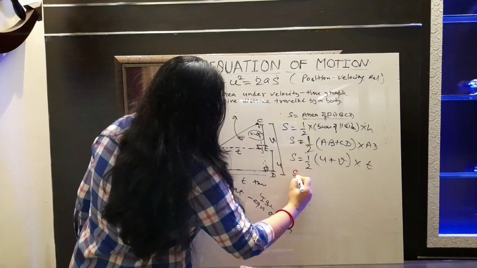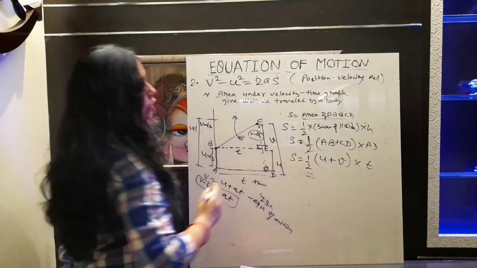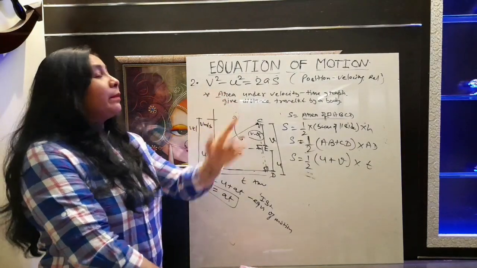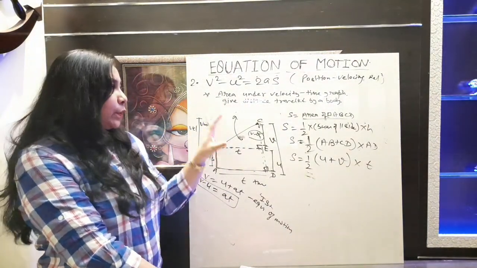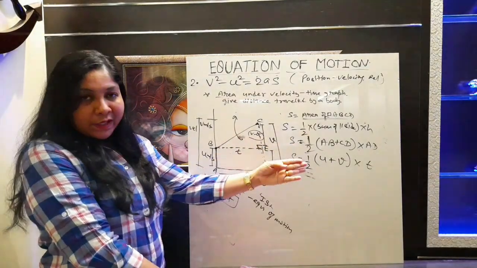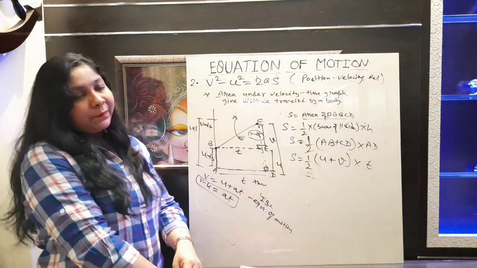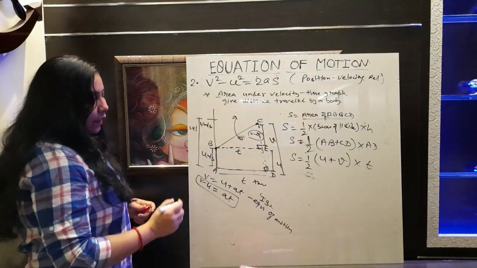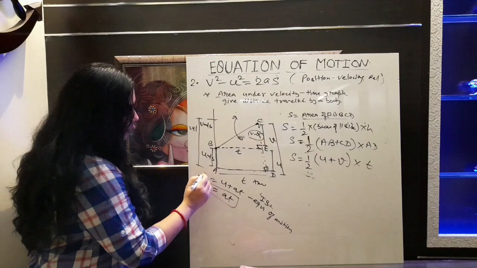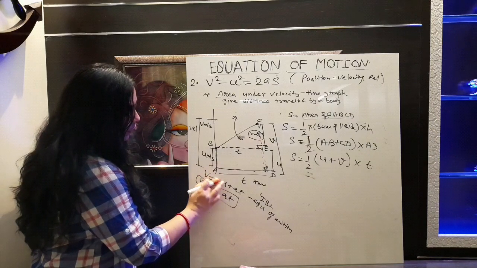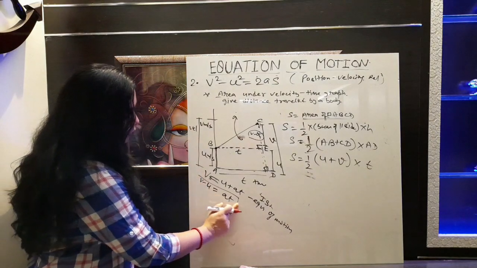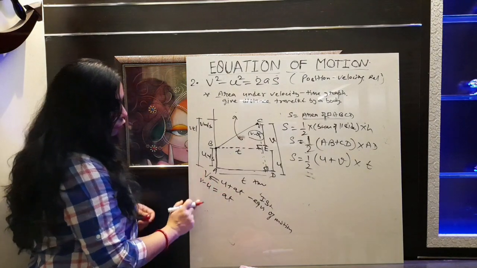Now S is equal to half u plus v into t, that you are getting, but we need to find v square minus u square is equal to 2as. In this equation we are not getting the term t right now, but we have a term t, so obviously we have to remove that term t. To remove it, again we will use the first equation of motion only. That is v is equal to u plus at. You already got v minus u is equal to at.